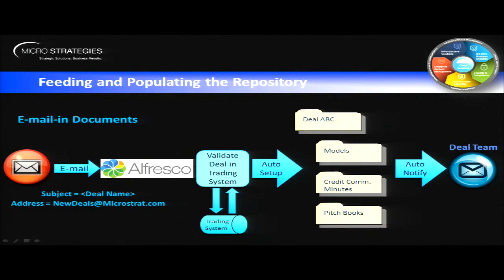So anyway, as you can see, the idea here is the appropriate business person simply sends an email in. He tags it with the appropriate subject, meaning the deal name. It comes in, does a validation, automatically builds that folder structure, and then from there, it sends a notification out to the deal team.